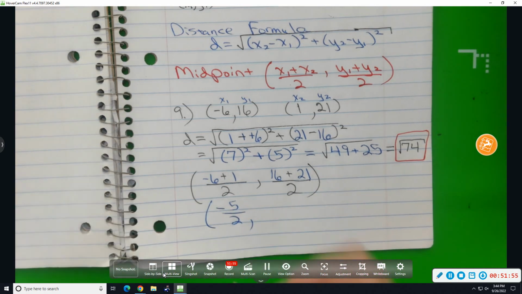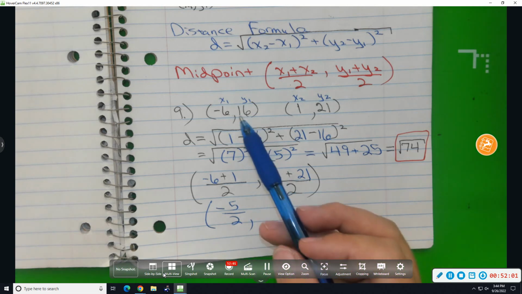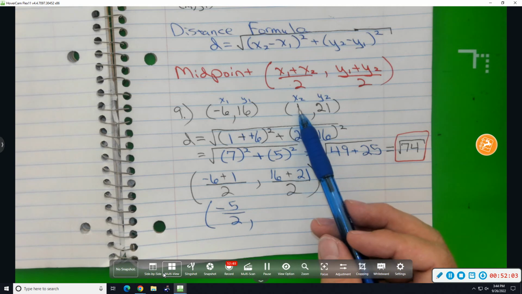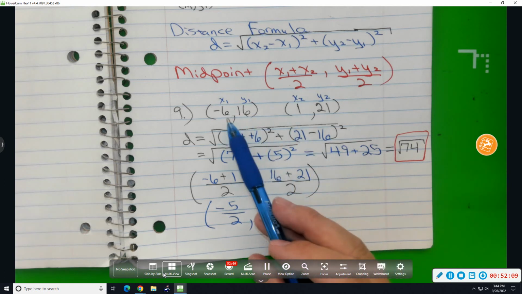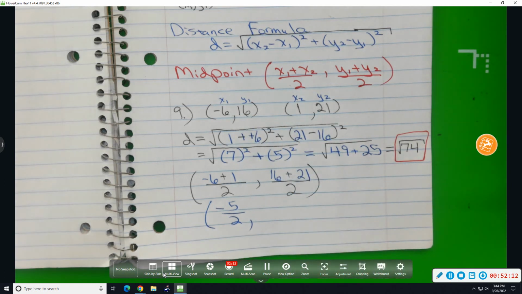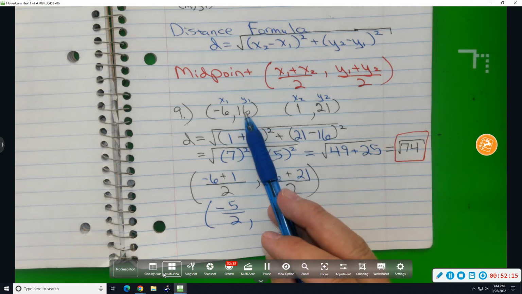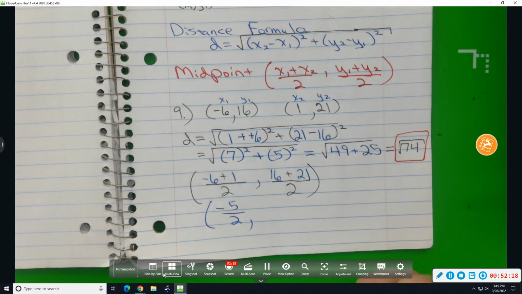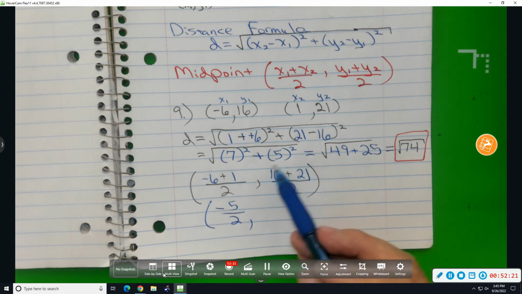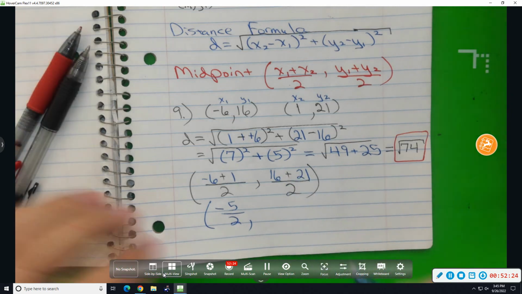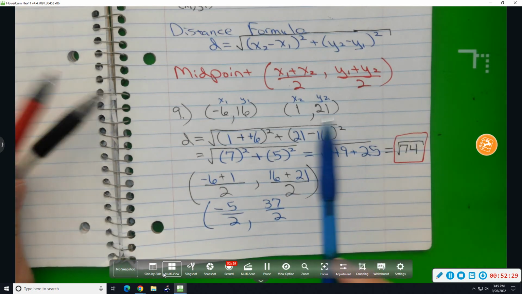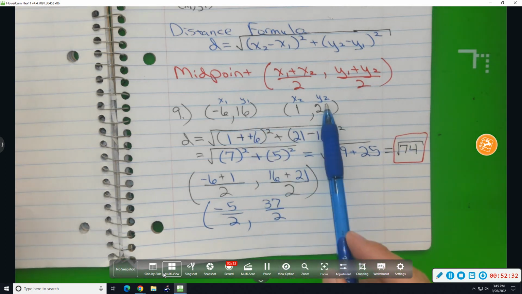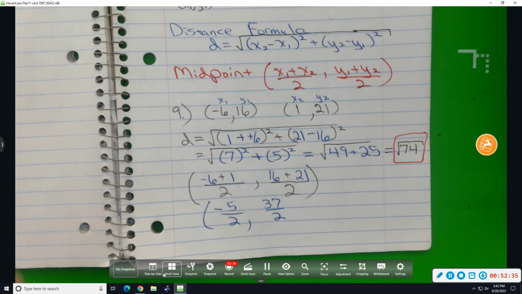Leave it as an improper fraction, but what would that be as a mixed number? -2.5? Is -2.5 midway between -6 and +1 on the x-axis? Yeah, that sounds right to me. I would think -2.5 is right there in the middle. What number is midway between 16 and 21 on the y-axis? 16 plus 21 gives me 37 halves. What is that, 18.5? Yeah, I guess 18.5 would be right in the middle between 16 and 21. That sounds like a sensible answer.